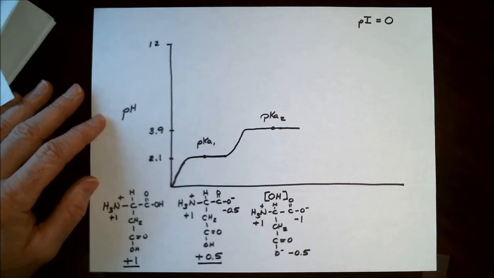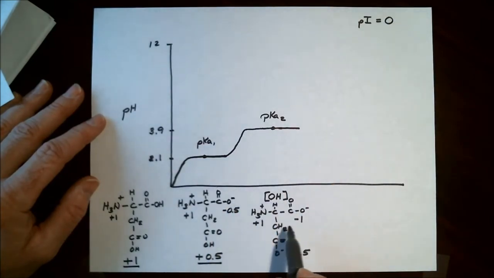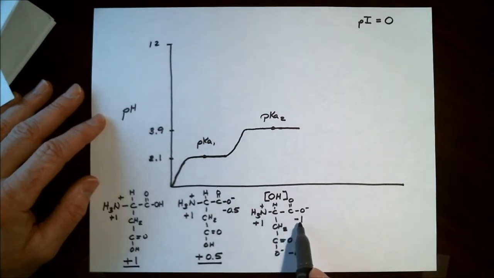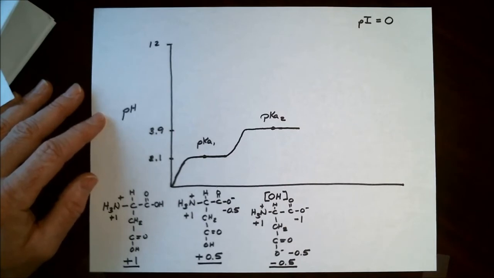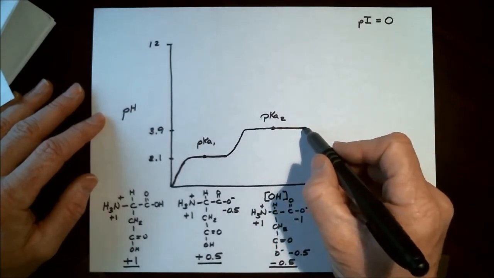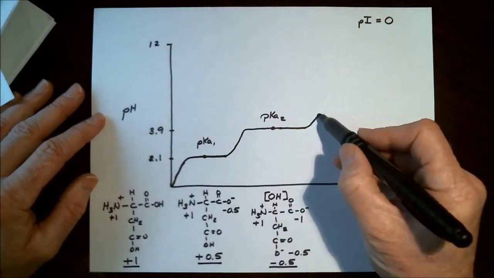So to calculate the overall charge on this particular molecule at pKa2, we just add up the contributions of charges of each functional group. +1 plus -1, 0, -0.5. So the overall charge on this molecule at pKa2 at pH of 3.9 is -0.5. Now, as we continue our titration of hydroxide ion, we will leave the buffering zone of the R-chain carboxylic acid, and the pH will begin to climb.